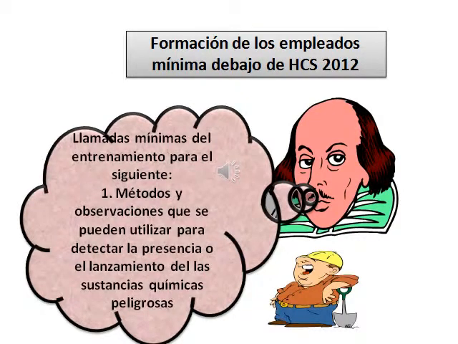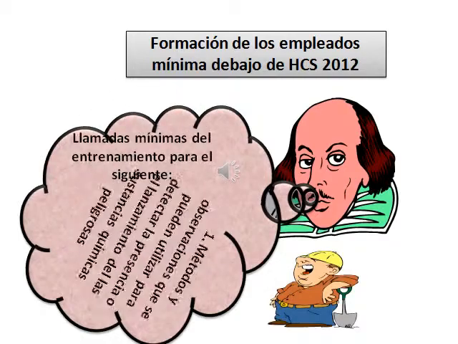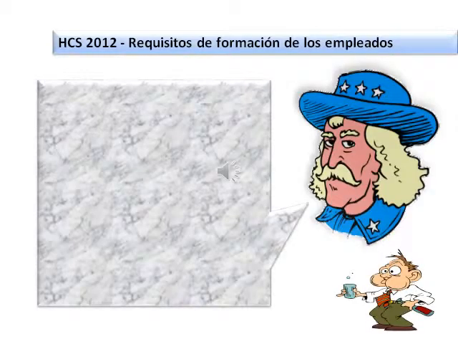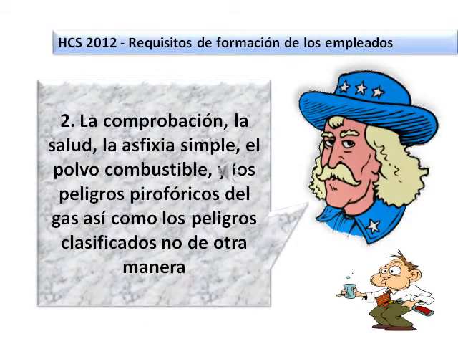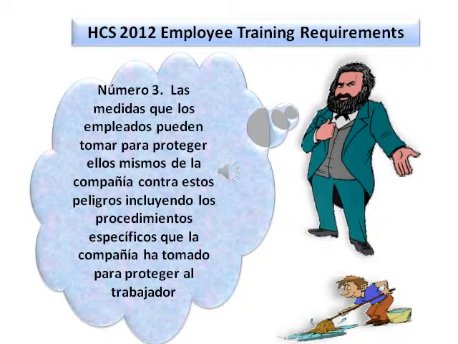Minimum training calls for the following. Number 1, methods and observations that may be used to detect the presence or release of hazardous chemicals. Number 2, the physical, health, and simple asphyxiation, combustible dust, and pyrophoric hazards, as well as hazards not otherwise classified. Number 3, measures that the company employees can take to protect themselves from these hazards, including specific procedures that the company has taken to protect the worker.